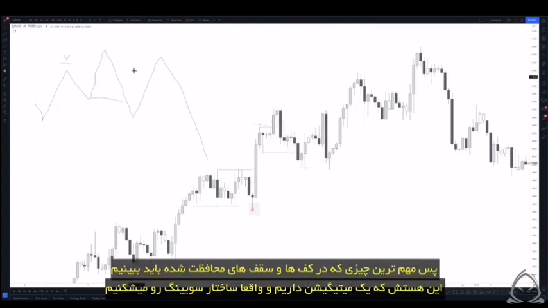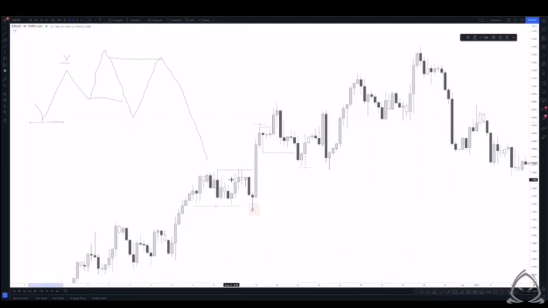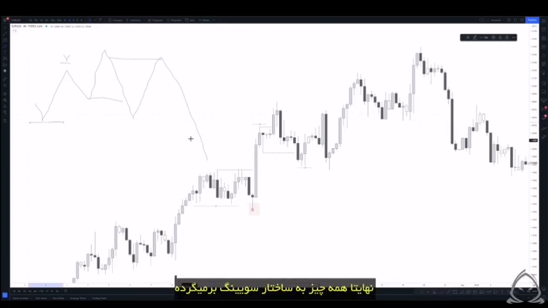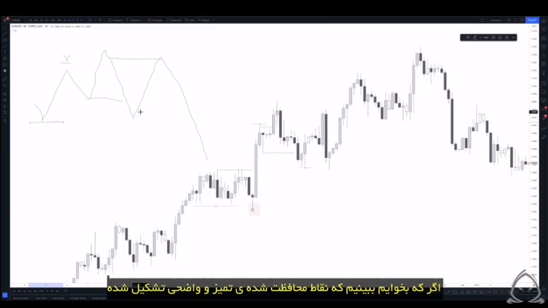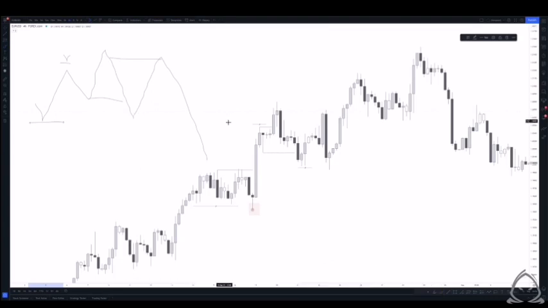So that's one of the most important things that we need to see, if we're looking at protected and targeted lows, is the fact that we get that mitigation and then it breaks true swing structure. At the end of the day, it comes down to swing structure, if we're looking at clean and clear protected points being created.